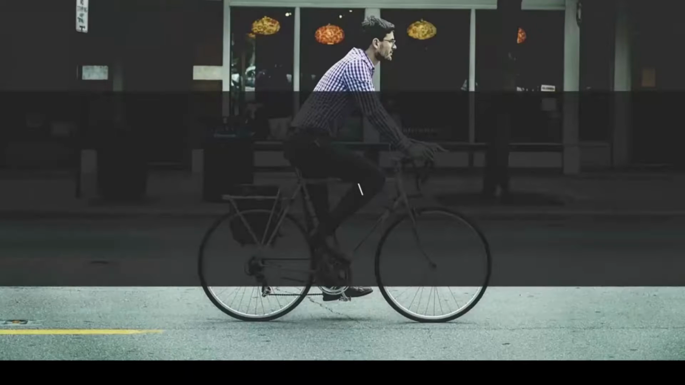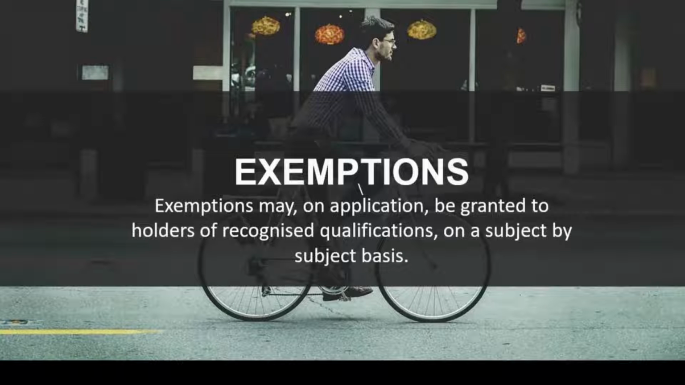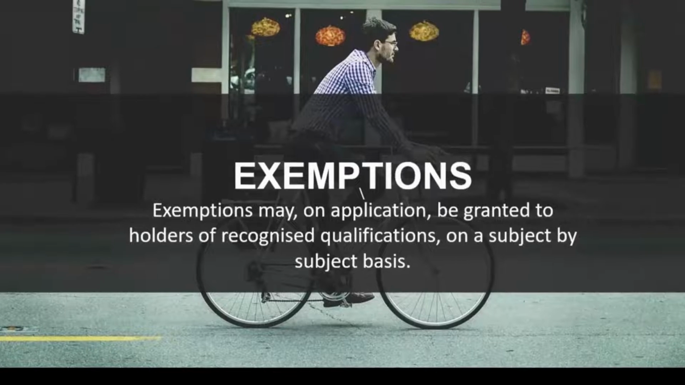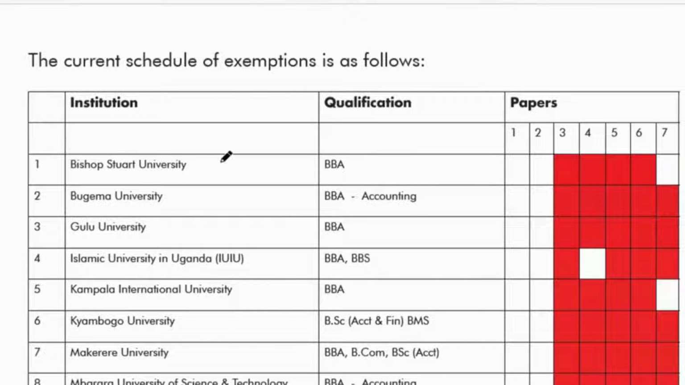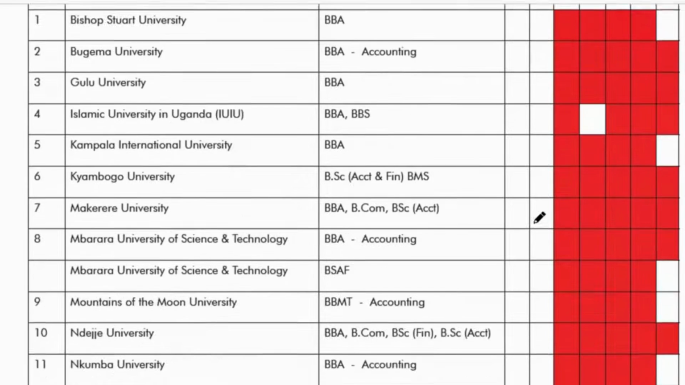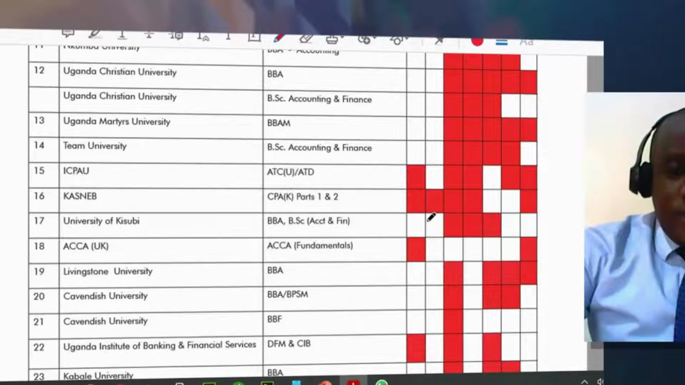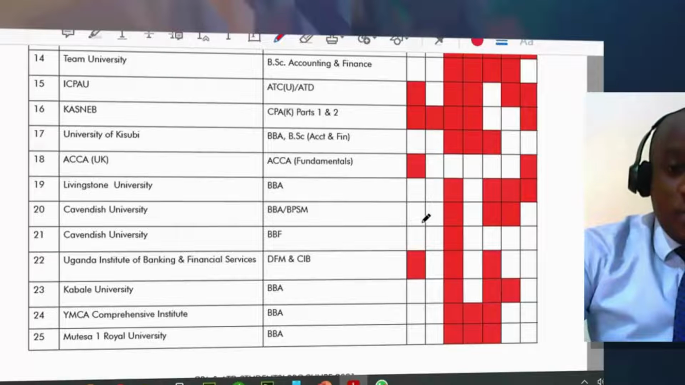Then when it comes to issues of exemptions, very many people have been asking us which papers we are going to do. Assuming that I've completed my university degree, what exemptions am I entitled to, and so on. So I have something here from the brochure that you'll receive on registration with the institute. As you can see, the exemptions are going to depend, first of all, on the university, and secondly, on the qualification that you acquired from that particular university.